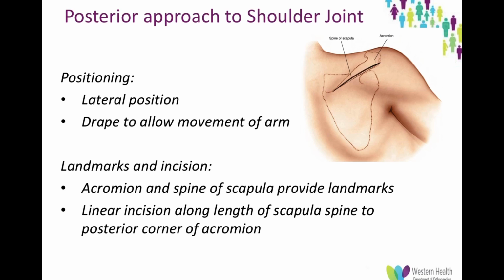The landmarks and incision in the posterior approach to the shoulder involve the acromion and the spine of the scapula as the landmarks, as you can see in the top right. And the incision is a linear incision along the length of the scapular spine to the posterior corner of the acromion.